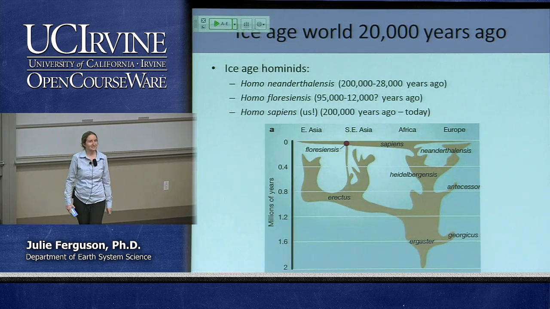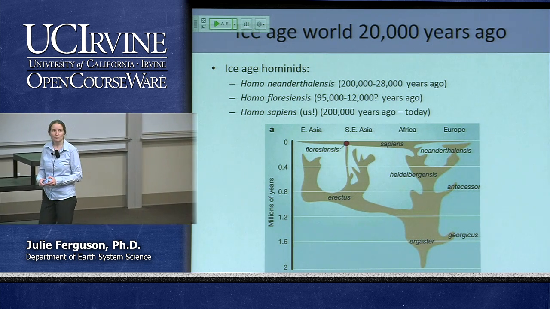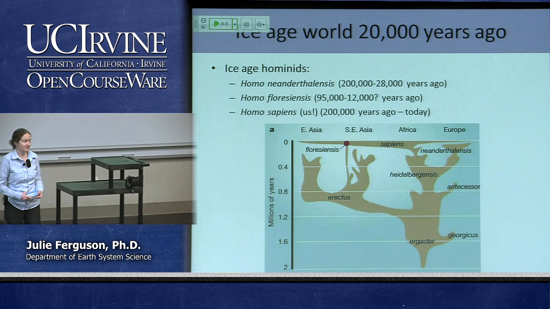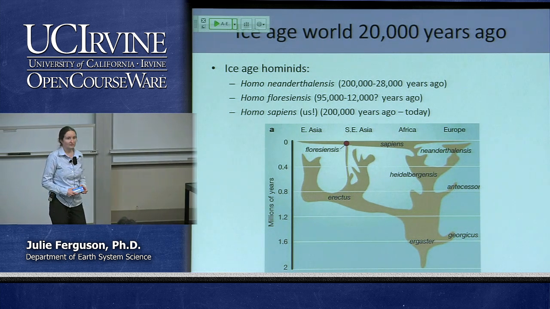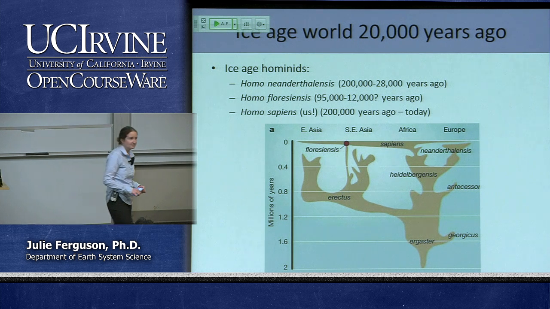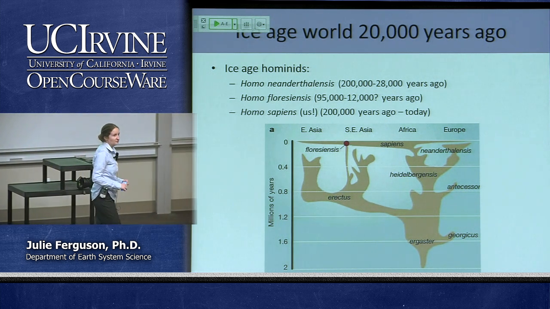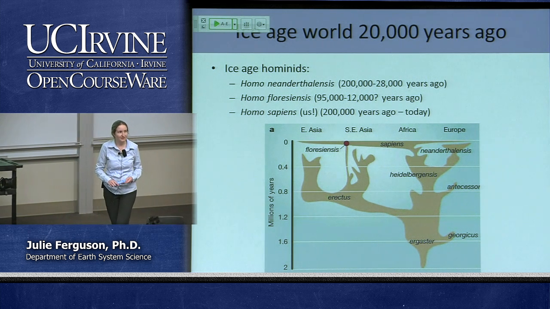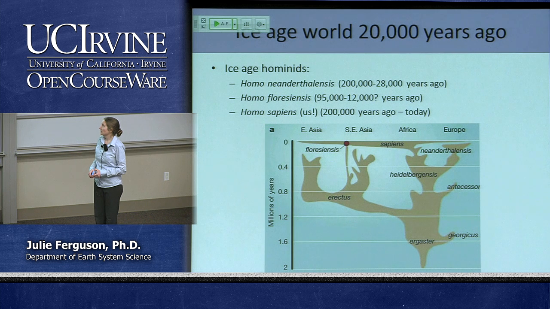And so I also wanted to say that apart from just having different animals, different vegetation, there were also different versions of us around at this time as well. So in particular, hopefully most of you have heard of the Neanderthals that were around in Europe. And they lasted from maybe 200,000 years ago to maybe 28,000 years ago, so into the last ice age at least. And there's people that fight over how long exactly they lasted.